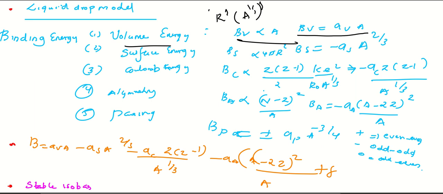So the binding energy is AV A minus AS, A raised to 2 by 3, minus AC Z into Z minus 1 divided by A raised to 1 by 3, minus A minus 2Z all square divided by A, plus or minus AP, A raised to minus 3 by 4. So you have to remember these terms. Okay.